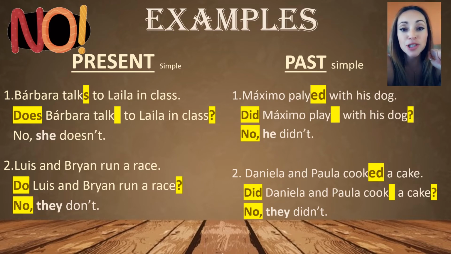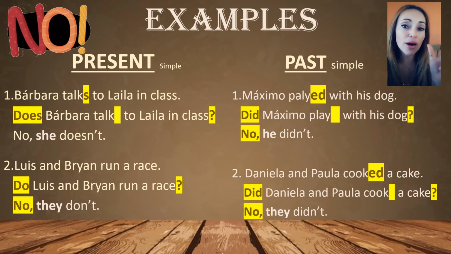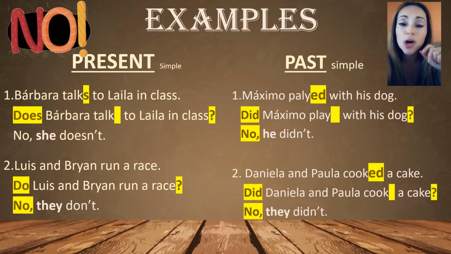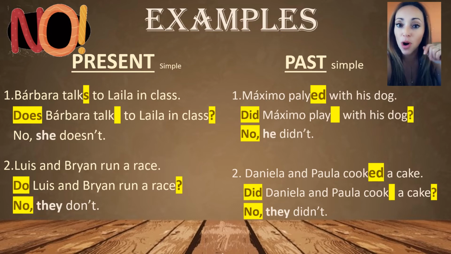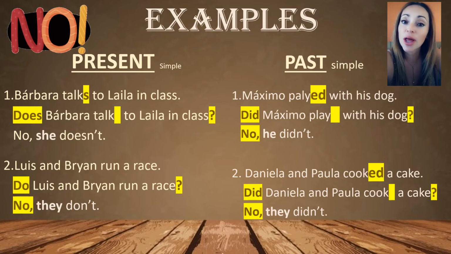One more example to get it better. Luis and Brian run a race. Luis and Brian are they as personal pronouns. So we're gonna use do. Do Luis and Brian run a race? Question mark. And the short negative answer, it's gonna be no, they don't.